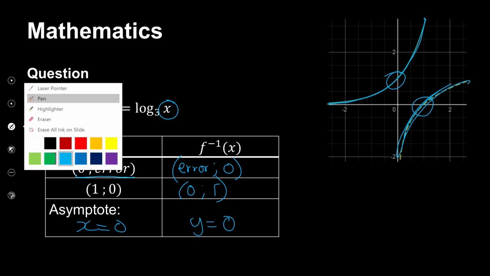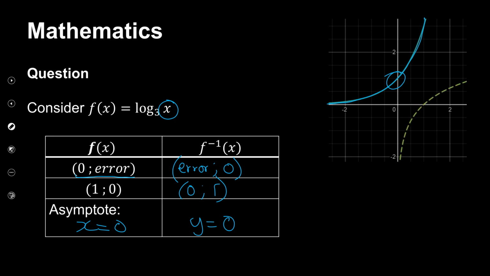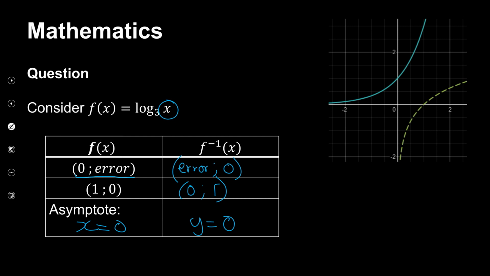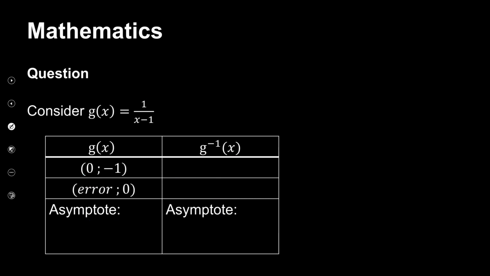So let me just erase this so you can see exactly what I'm talking about. I'm just doing them individually so you can see, and then at the end, it will be both of them in one plane. And then the second one was this one here, which is g of x and the inverse. Our y asymptote was 0 and minus 1, so it will be minus 1 and 0.